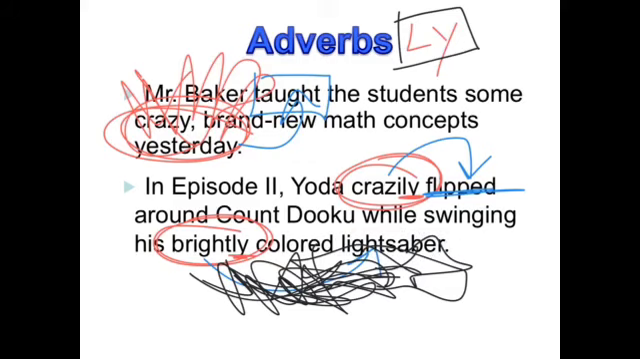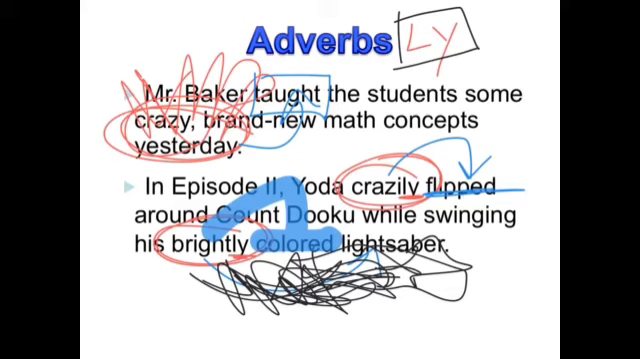Anyway, back to here. So brightly modifies what word? Brightly is going to modify colored. Brightly colored. Because they're saying what kind of colors are they? They are bright colors. So the brightly modifies that. Kind of tricky. Alright.